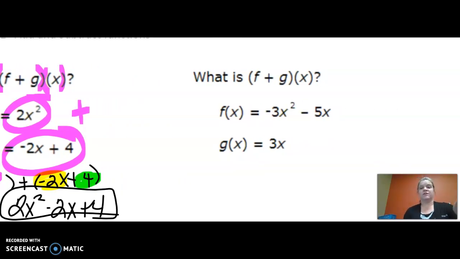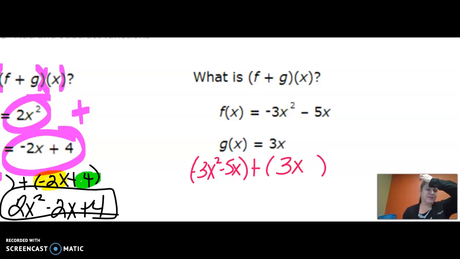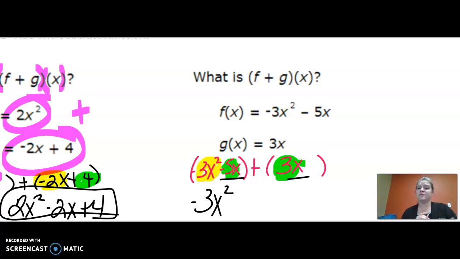Alright, f plus g of x. We have negative 3x squared minus 5x as your f, and 3x is your g. Again, the plus sign wasn't really necessary, but I went ahead and put it in there. The negative 5x and the 3x are like terms, but the negative 3x squared is not a like term with the other two. So we put negative 3x squared, and then negative 5x plus 3x is negative 2x. These are not like terms. You cannot put them together, so that is your answer.